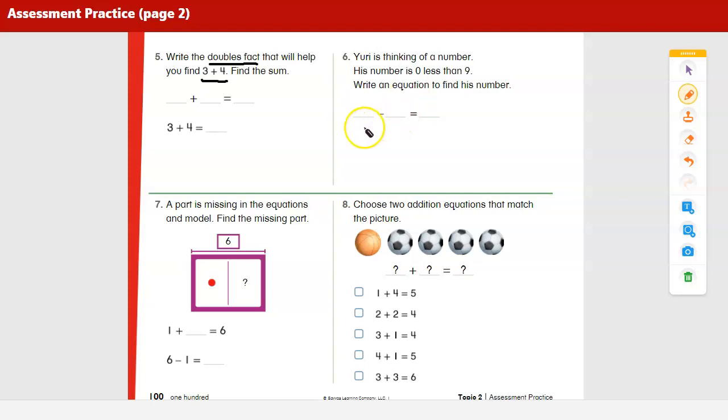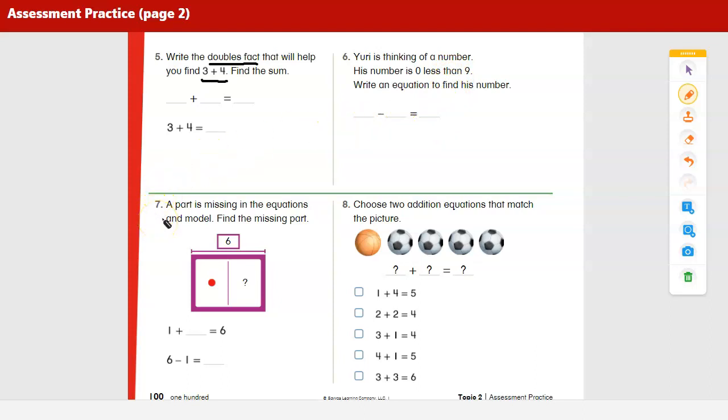So what equation would you write to show Yuri's number is 0 less than 9? You are going to write your answer in the blank below. So if we are saying it is 0 less than the number 9, that means that our answer would be 9 because we're not taking away or adding any numbers to the number 9. So write your equation in the blanks below.